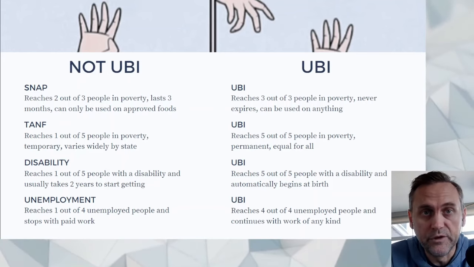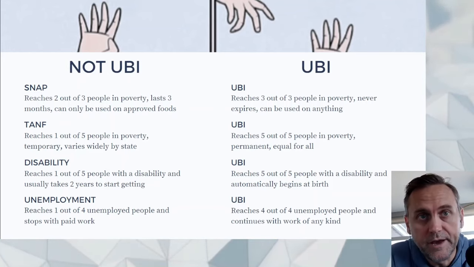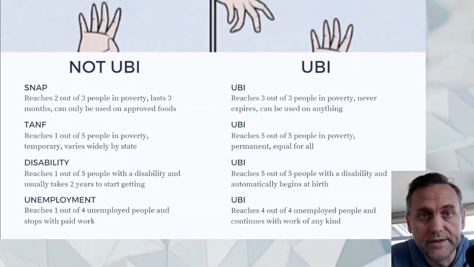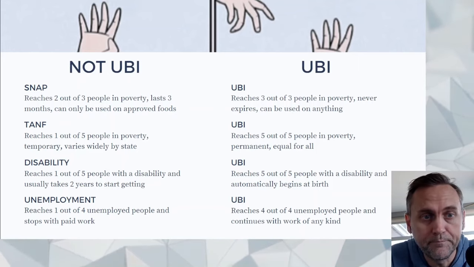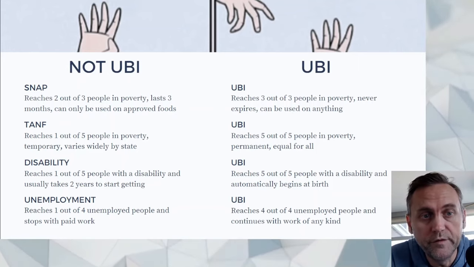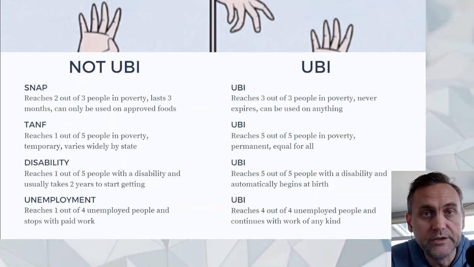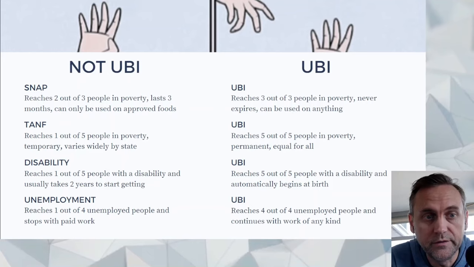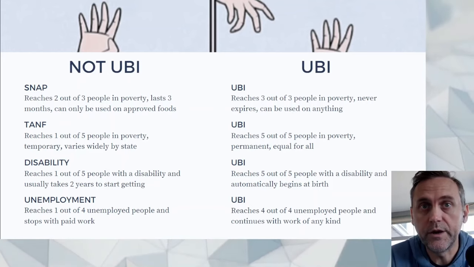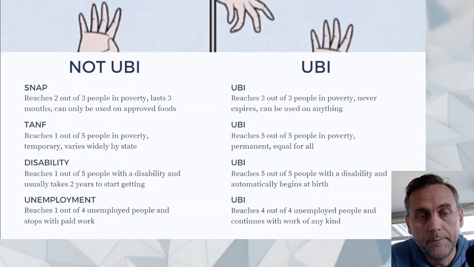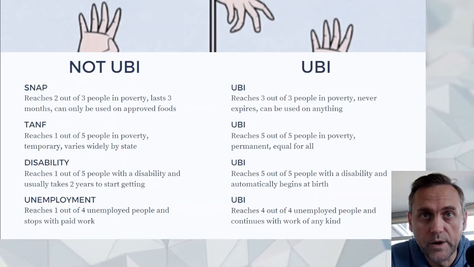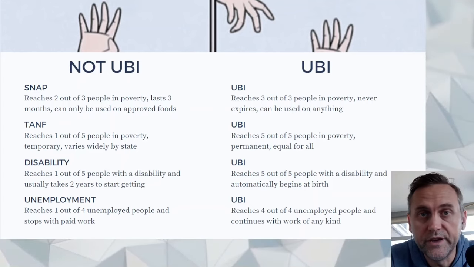Another example, if you look at TANF, the United States cash welfare program, it reaches about one of five people in poverty on average. It's only for families. It's not for single adults. And it's a cash grant that goes state by state. So there's a lot of variety within each state.